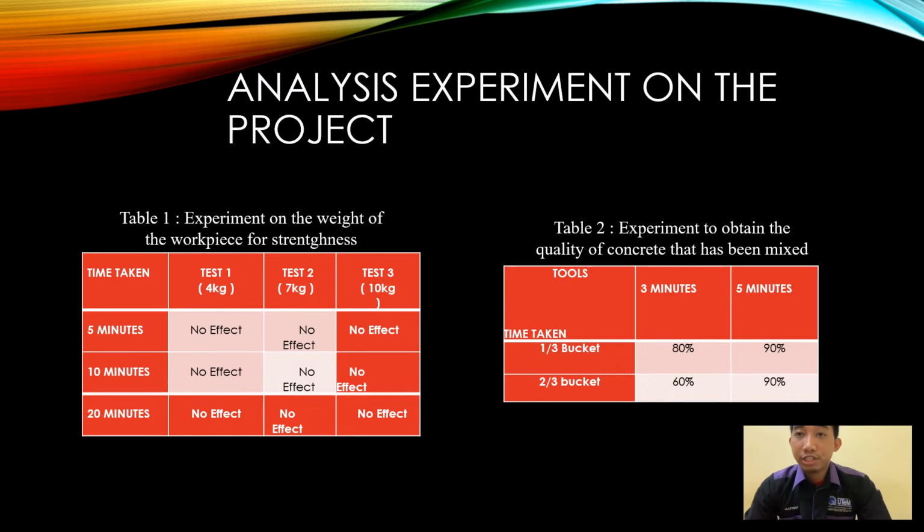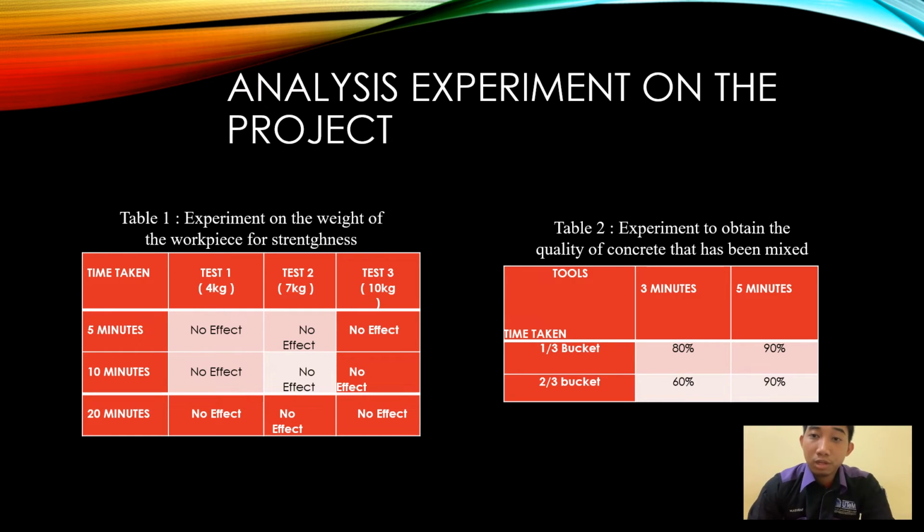This is the analysis experiment on the project. The first experiment is on the weight of the workpiece for the straightness. That shows the straightness of the workpiece is very strong to take a lot of pressure, from 4 kilograms until 10 kilograms, in a time taken of 5 to 20 minutes.